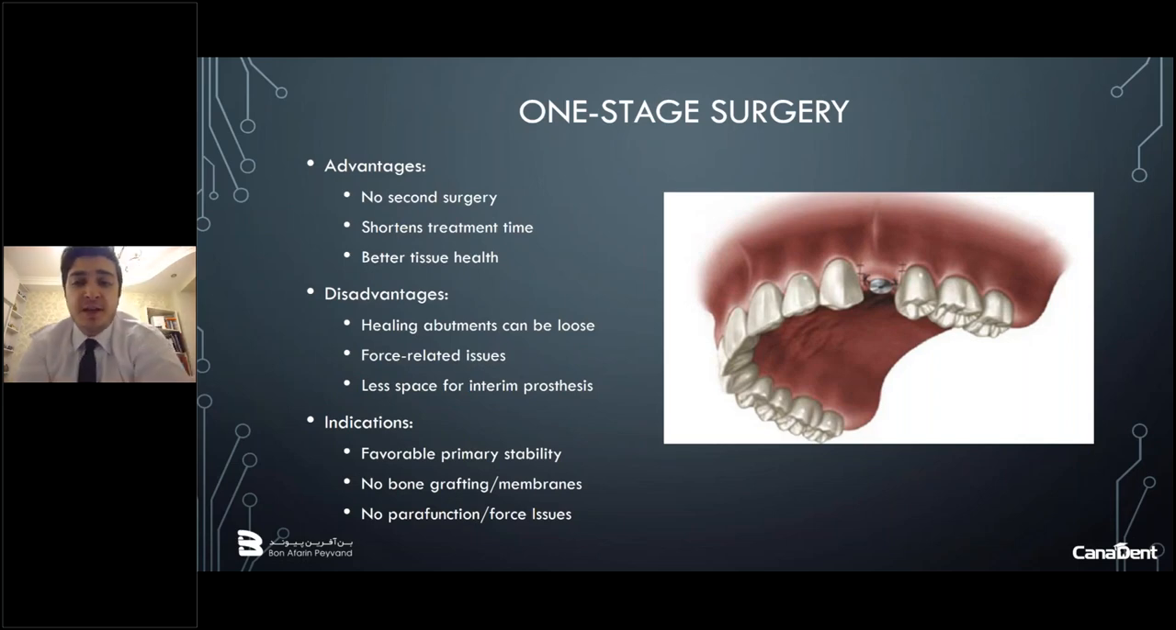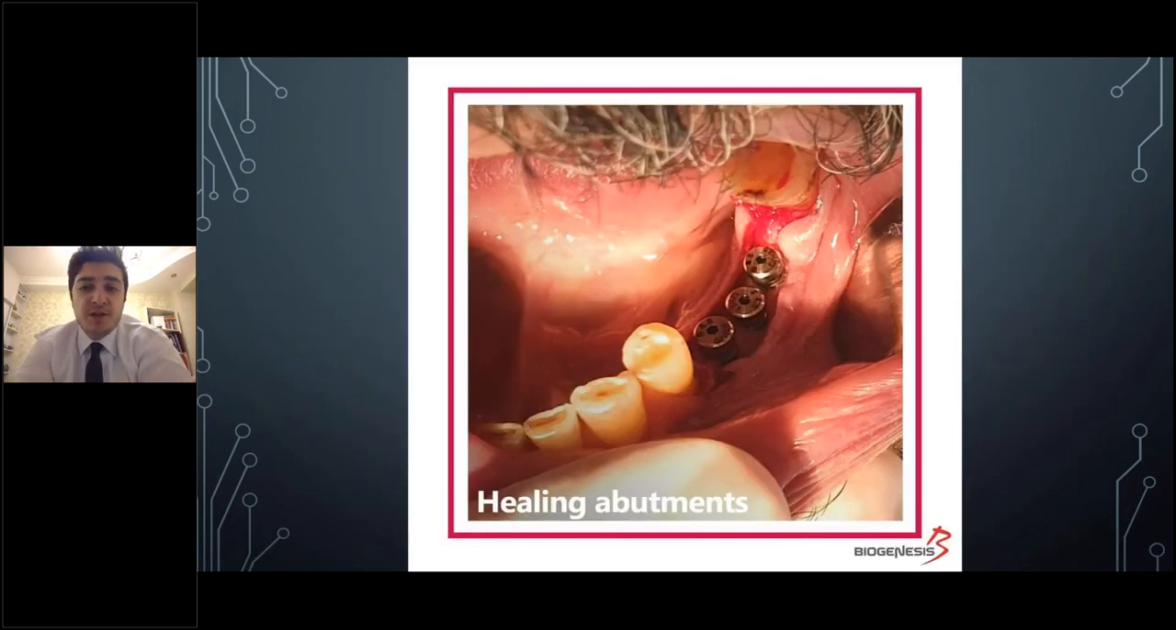Choosing the correct size of healing abutment is so important because it has a great role in soft tissue management around the upcoming restoration, and it must not have any contact with the opposing tooth in closure of the jaws.